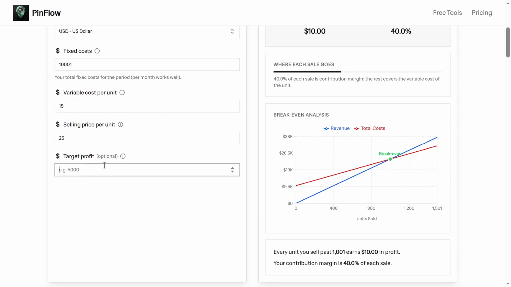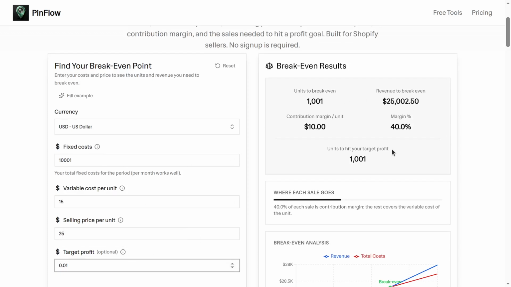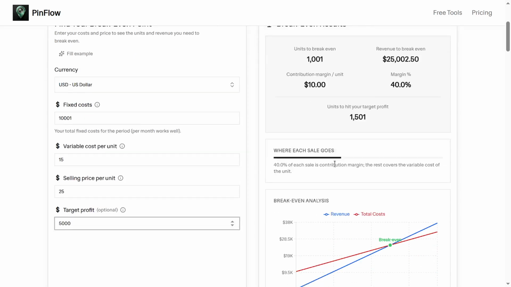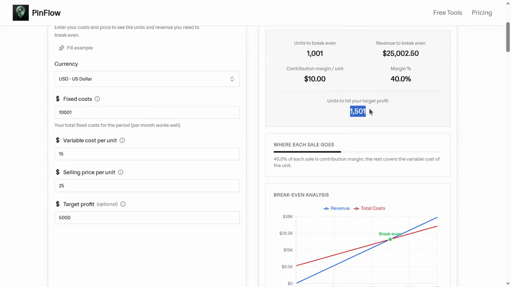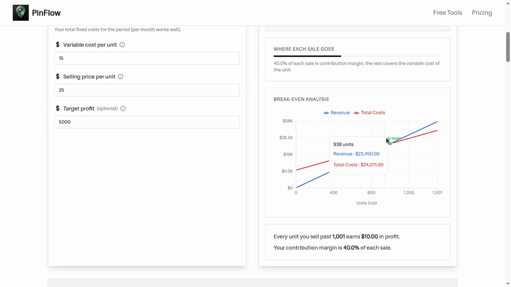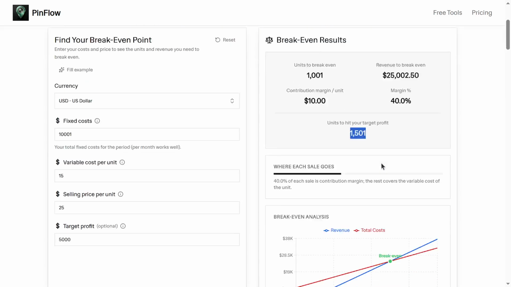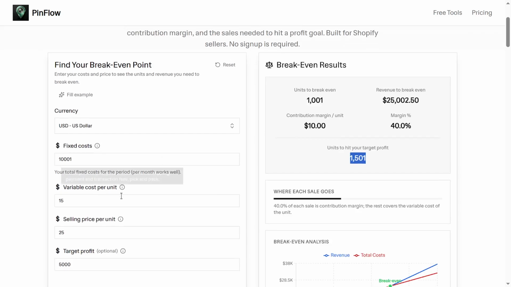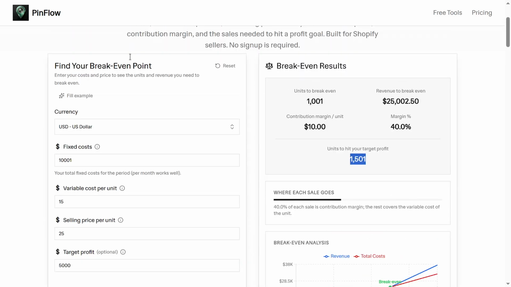You can also put your target profit so that it calculates the value here. Let's say put it to 5,000. So for that, you have to hit 1,501 units to get the target point. That's all.